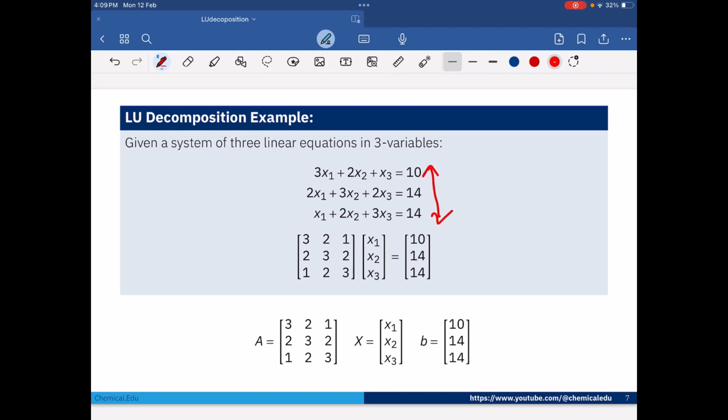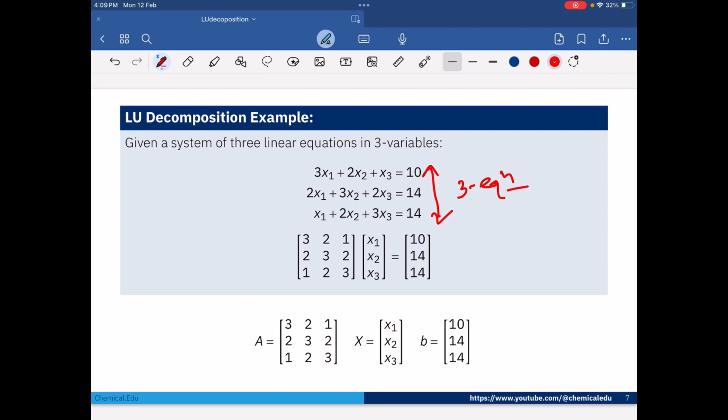Now I'm going to solve the three variable system. Here 3x1 plus 2x2 plus x3 is equal to 10, 2x1 plus 3x2 plus 2x3 is equal to 14, x1 plus 2x2 plus 3x3 is equal to again 14. So this is the three system of linear equations.